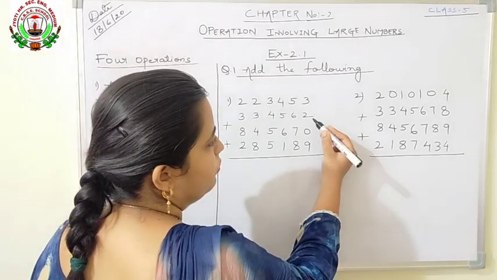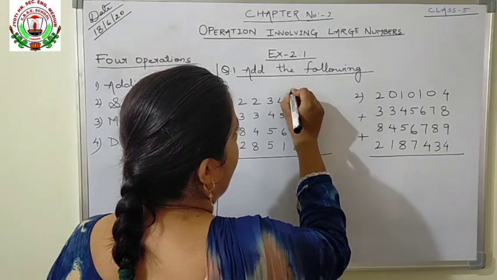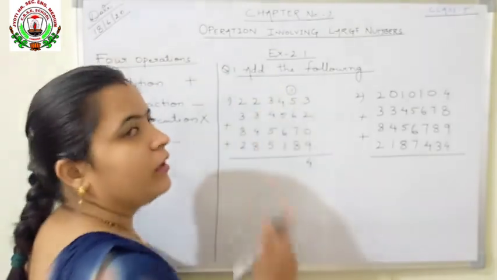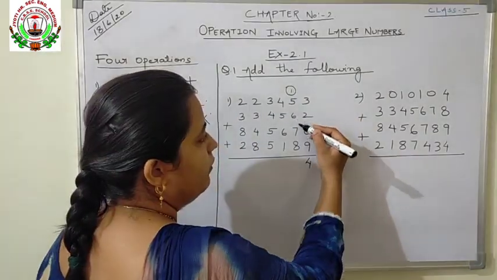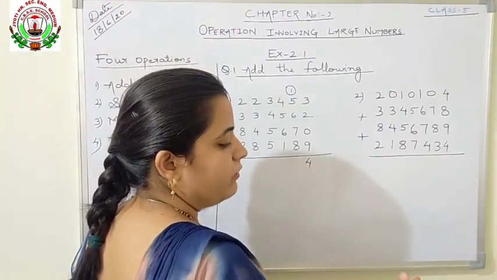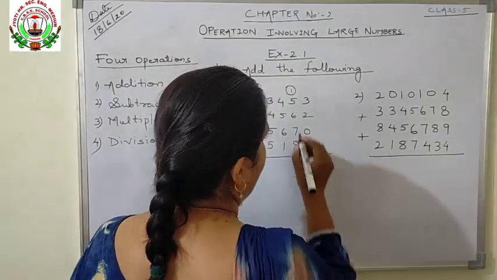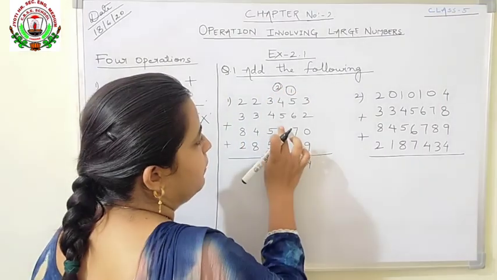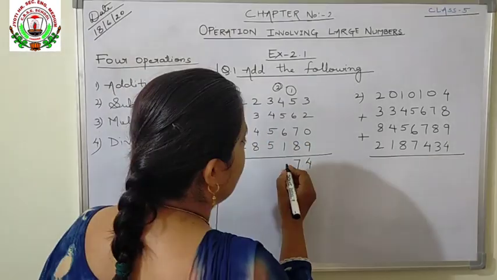9 plus 2 is 11, 11 plus 3 is 14, 4 carry 1, and please remember, write the carry forwarded number within the circle. 5 plus 1 is 6, 6 plus 6 is 12, 12 plus 7 is 13, 14, 15, 16, 17, 18, 19. 19 plus 8 is 27. 7 carry 2. 4 plus 2 is 6. 6 plus 5 is 11. 11 plus 6 is 17. 17 plus 1 is 18.